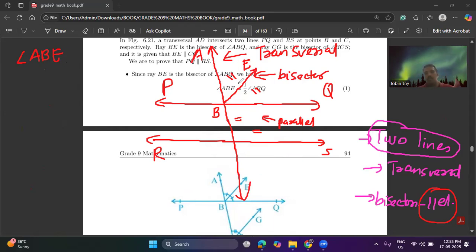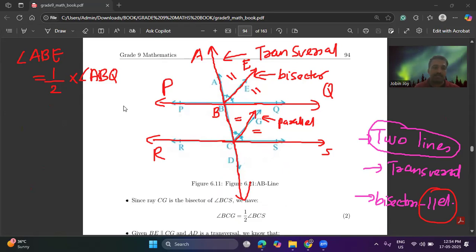Angle ABE means this. I already mentioned this is a bisector, and bisector means this is the middle. That means this angle will be half of this full angle. So I can write angle ABE is equal to half into angle ABQ. Similarly, next I am considering the ray CG. Angle BCG will be equal to again half of the full angle, angle BCS.